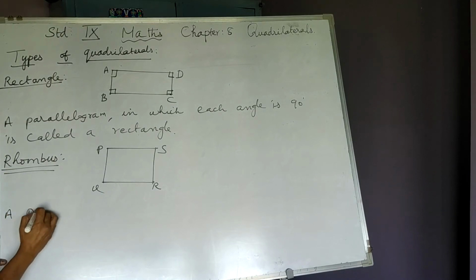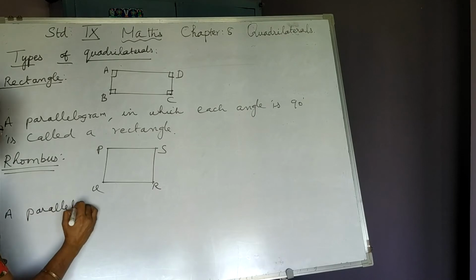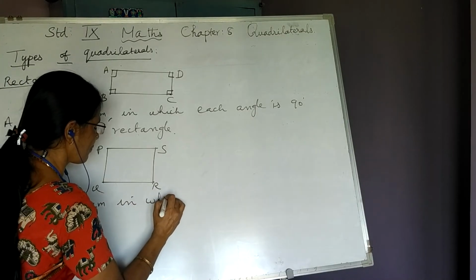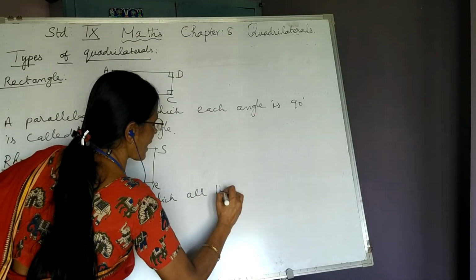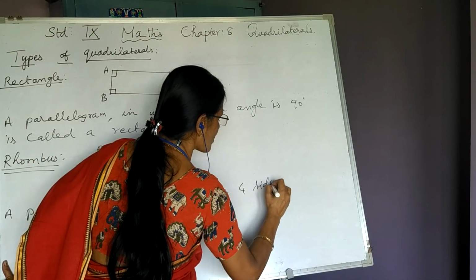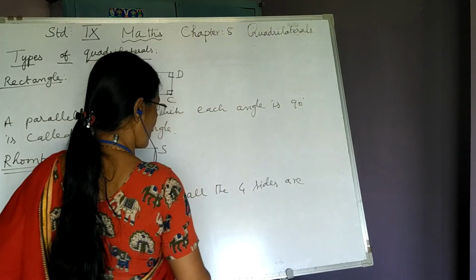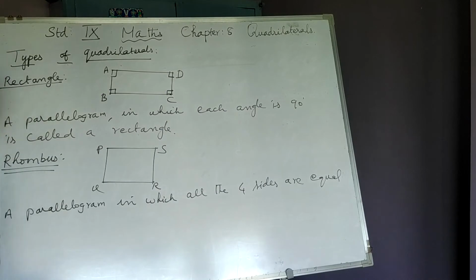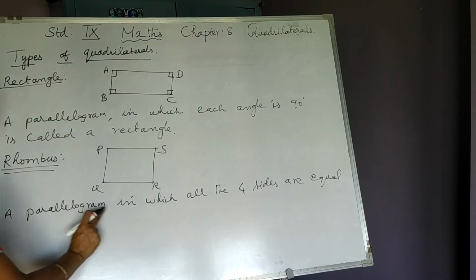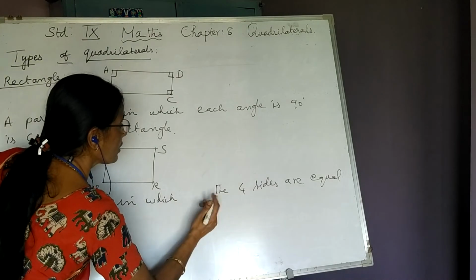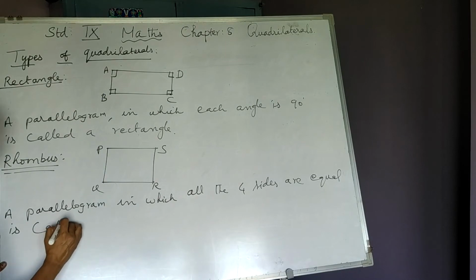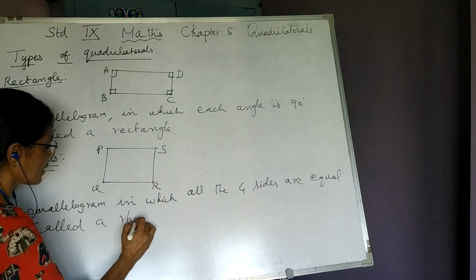Rhombus, a parallelogram, so it should be a parallelogram in which all the four sides are equal. You measure all the sides in a parallelogram and you find all the four sides are equal in length. Then what is the name for that parallelogram? The parallelogram is called a rhombus. So a parallelogram in which all the four sides are equal is called a rhombus.